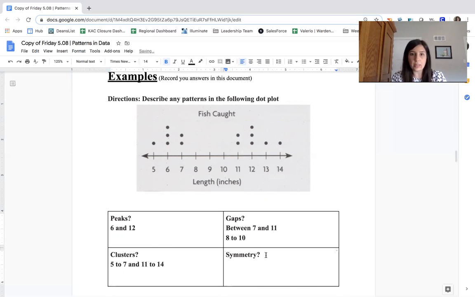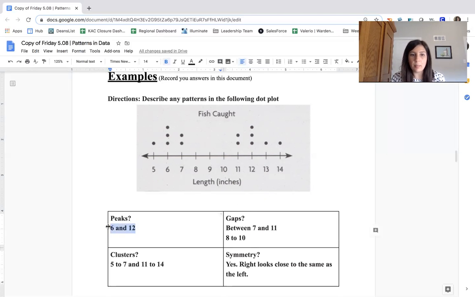Now I need to think about symmetry. If I were to draw a line pretty much in the middle of this dot plot, do either side look similar? They don't have to be exactly the same, but there does have to be a way that we can look at it and see, okay, if I folded this in half or if there was a mirror down the middle, do they look similar on both sides? And I would say that the answer to this one is yes. And I can elaborate on that a little bit by saying that the right looks close to the same as the left.